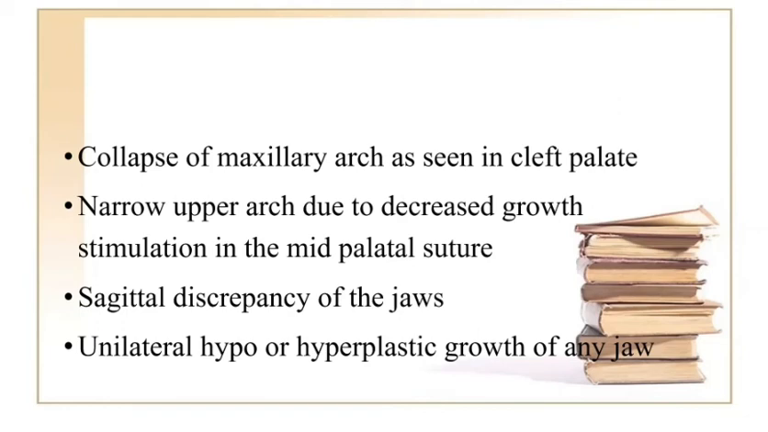In this case, it's not because of the habits, it's because of cleft palate. What happens in cleft palate patients? There won't be any support, or retarded growth of maxilla will be there, which will further lead to collapse in the maxillary region. Other causes are a narrow maxillary arch due to decreased growth stimulation in the mid-palatal suture, sagittal discrepancy of the jaw, and unilateral hypoplastic growth of any jaw, either maxilla or the mandible.